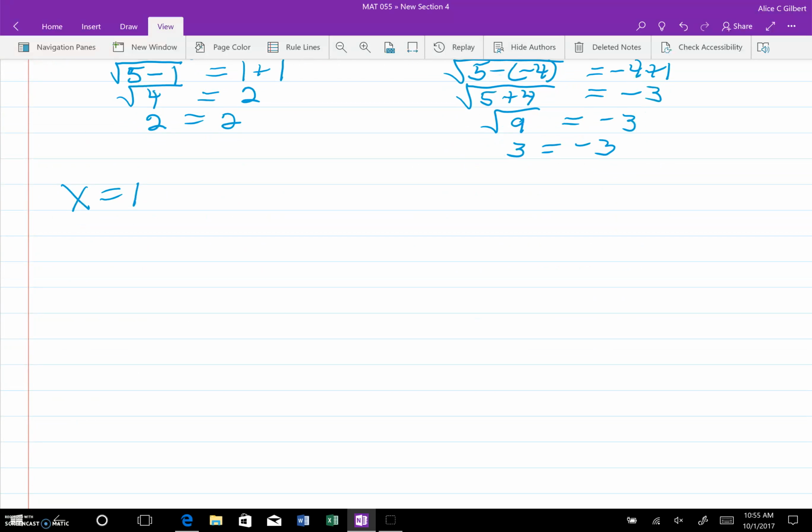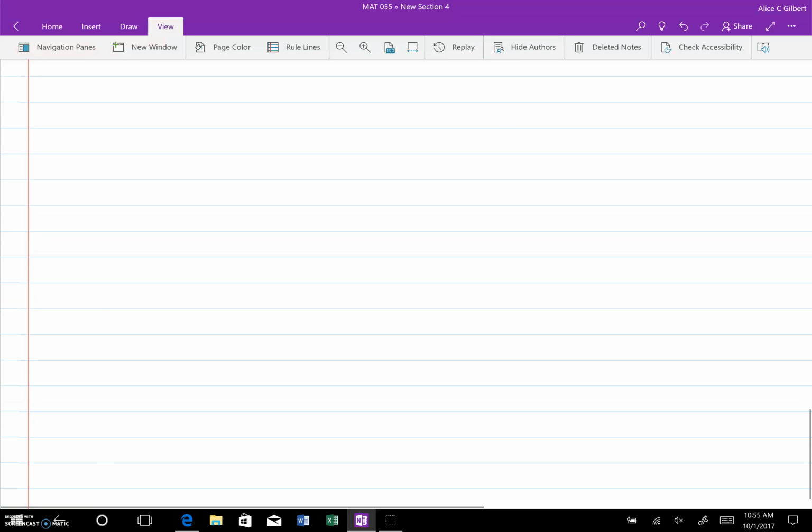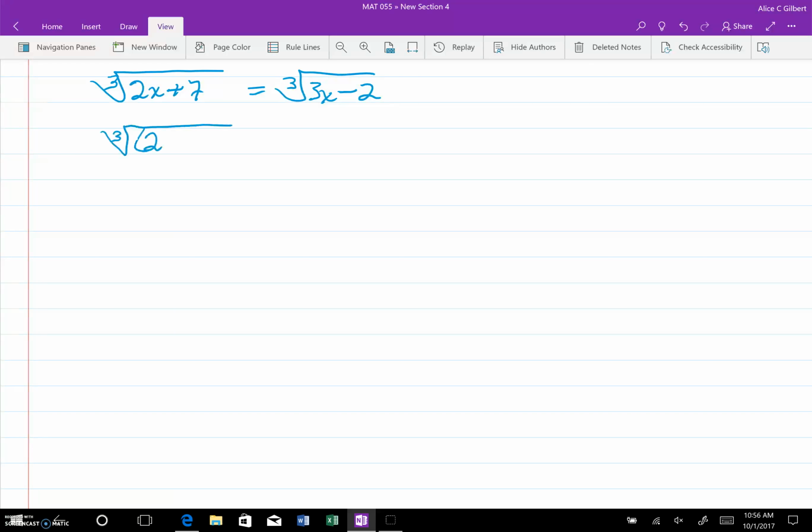Okay. I'm going to try this one real quick and then see if I have time for the last one that I wanted to do. So the cubed root of 2x plus 7 equals the cubed root of 3x minus 2. Well, I have one radical term on one side of the equal sign all by itself. Doesn't matter what I have on the other. And because this is a cubed root, in order to make these match, I'm going to cube this guy. Well, if I do that on one side, I need to do it on the other.